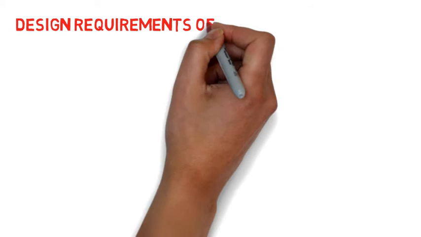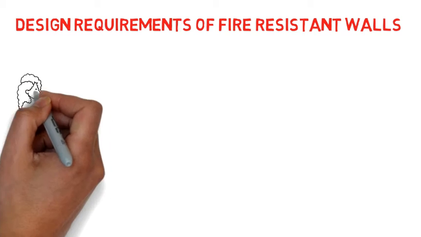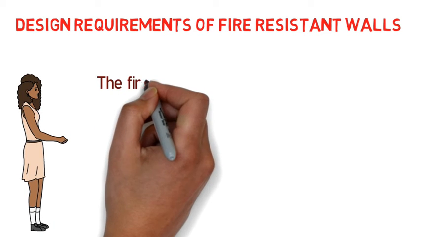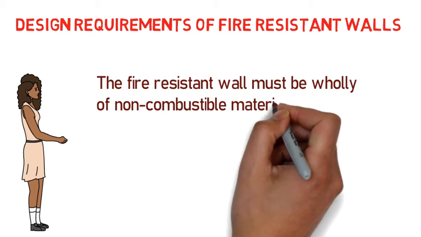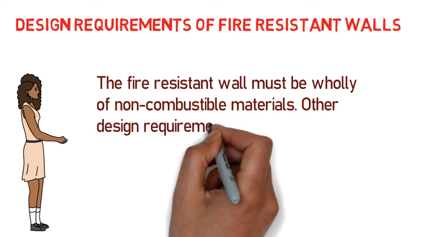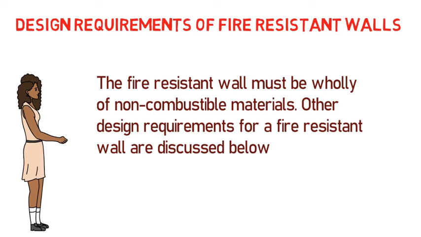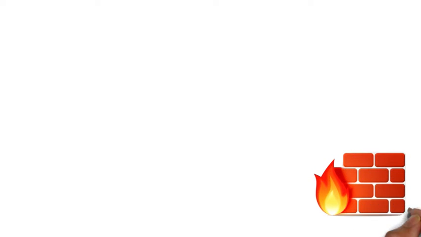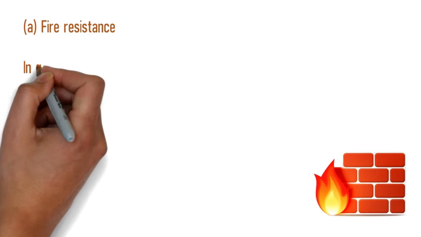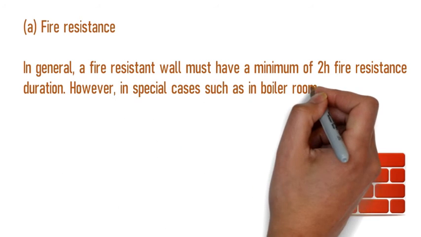Let us discuss the design requirements of fire resistant wall or fire rated wall. Usually a fire resistant wall or firewall is constructed with non-combustible materials. It is fully made with non-combustible materials. Other design requirements for fire resistant wall are discussed below. So these are the other design requirements. First one, fire resistance. A fire resistant wall must have a minimum of 2-hour fire resistance duration.